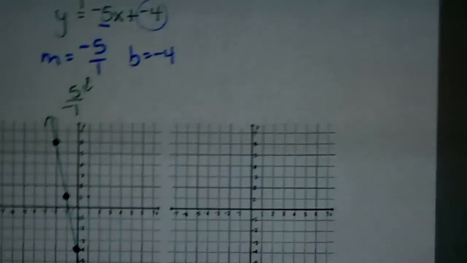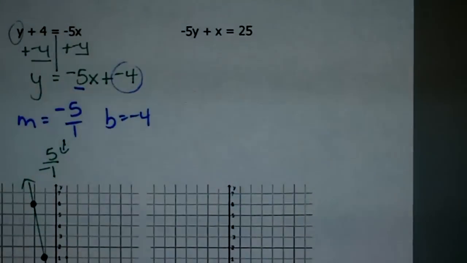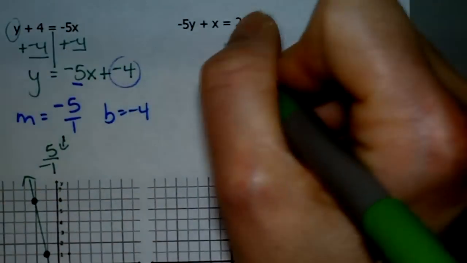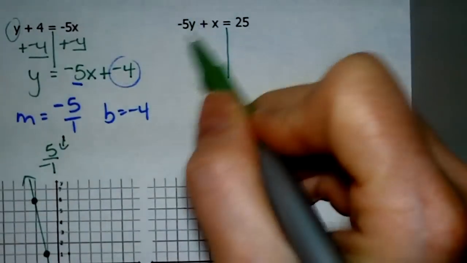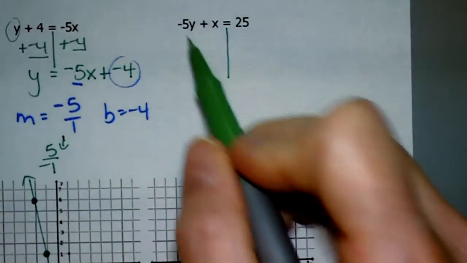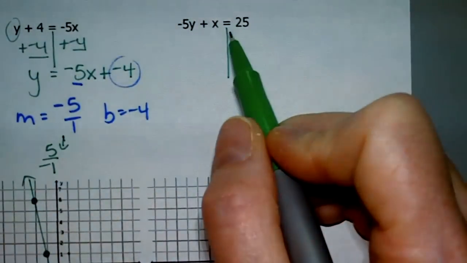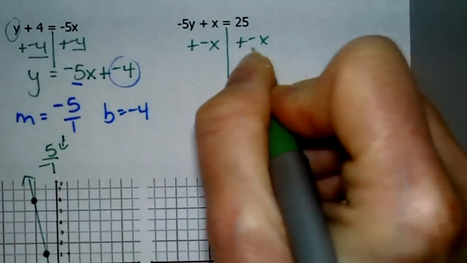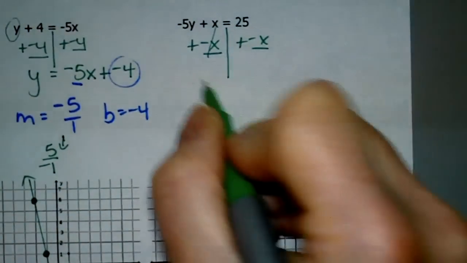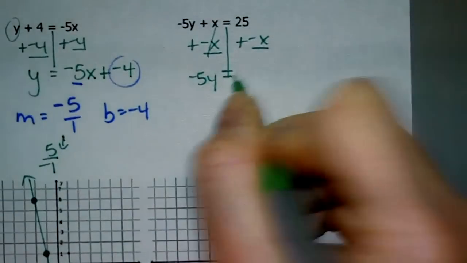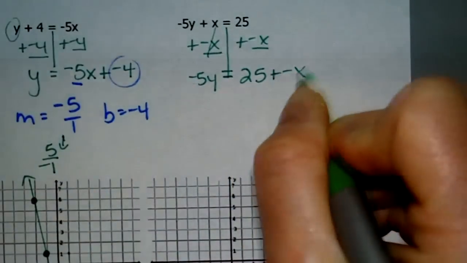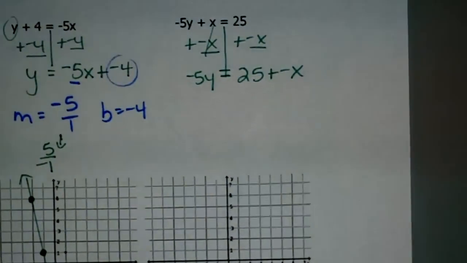Okay, last one. I know there's been a ton of these, but I really feel like it's necessary. We've been doing this a long time. I know you need a lot of examples of this. All right, I want y by itself. Step 1, get the y term alone. I need to get rid of this x that's being added. To get rid of it completely, I'm going to add a -x. I'm left with -5y on this side, and I'm left with 25 plus -x on this side.